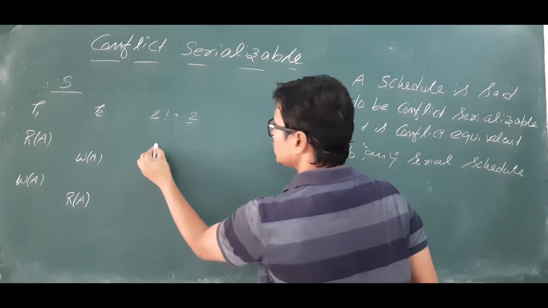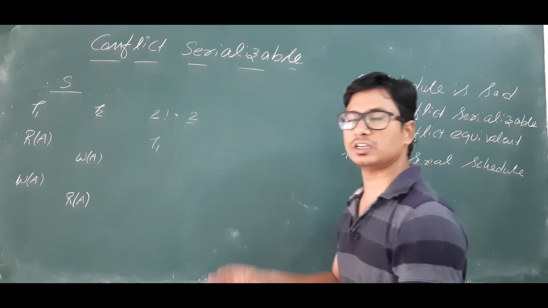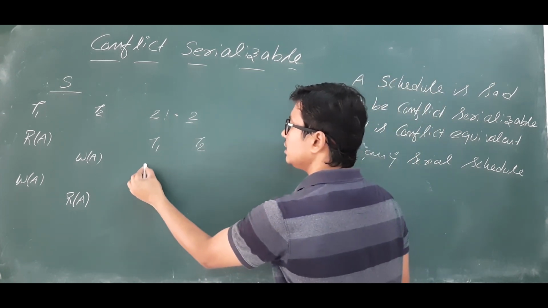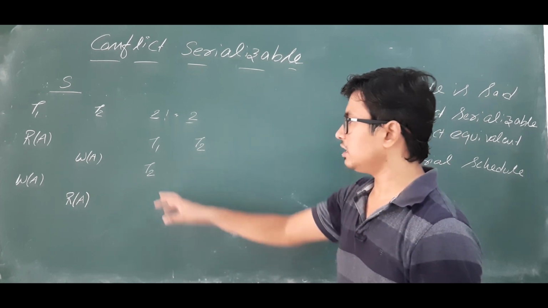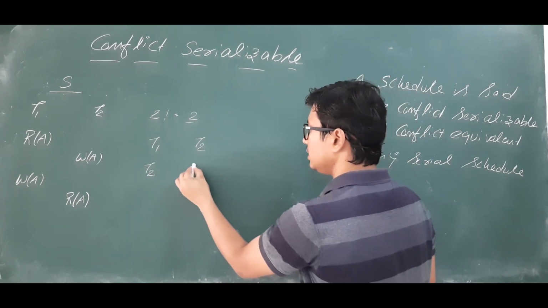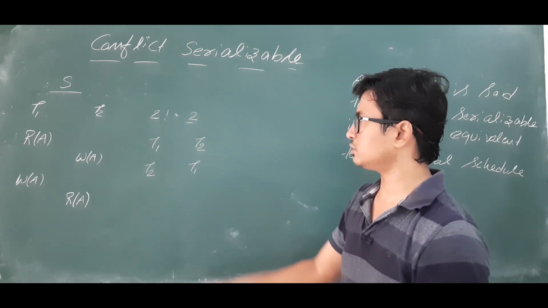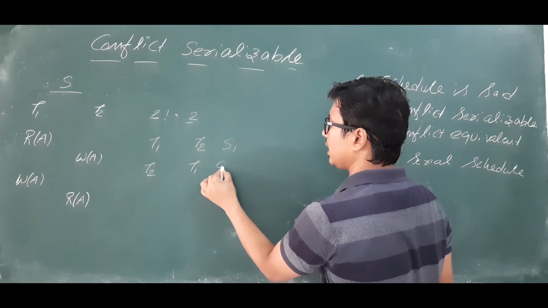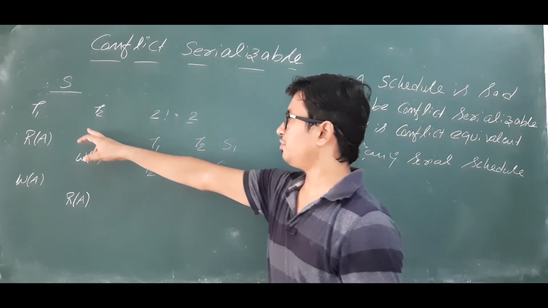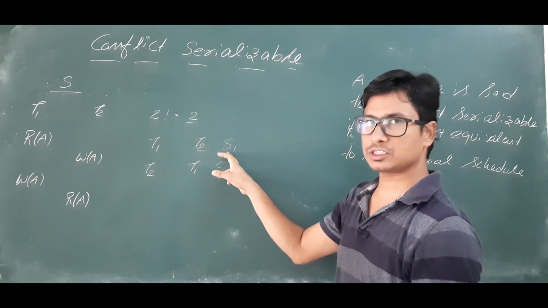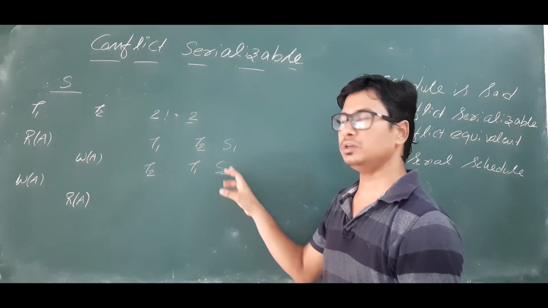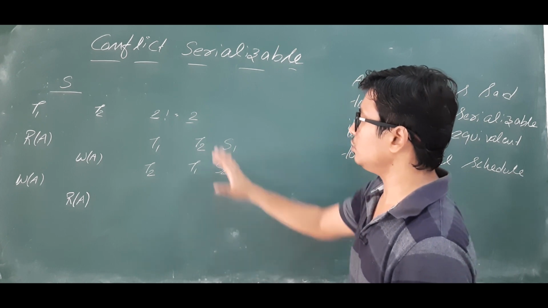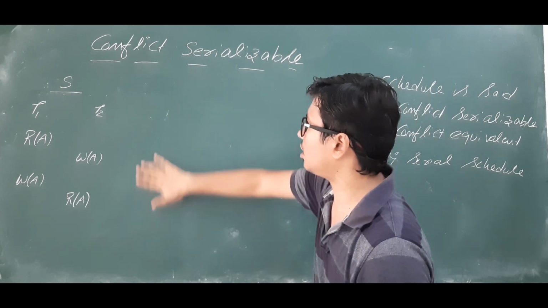What are they? One schedule is to perform all the operations in transaction 1, then perform the operations in transaction 2. Similarly, the other one is that transaction 2 will perform all its operations, then transaction 1 will perform all its operations. So for the given schedule S, we have two serial schedules, one is S1 and another one is S2. So if S is conflict equivalent to S1 or conflict equivalent to S2, then I can say that the given schedule S is conflict serializable.